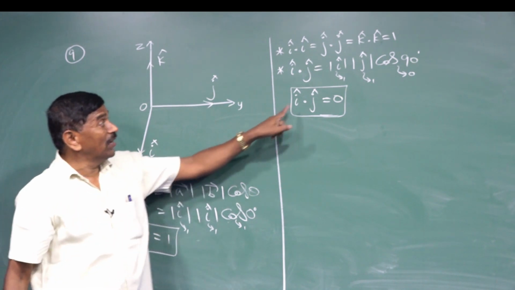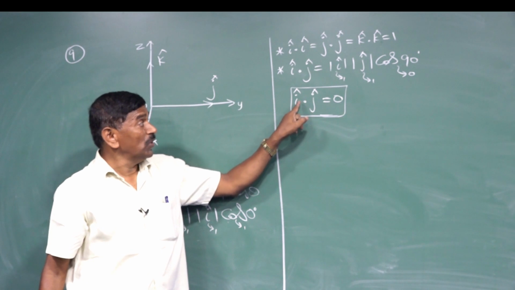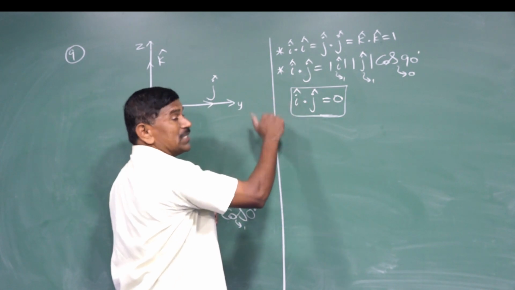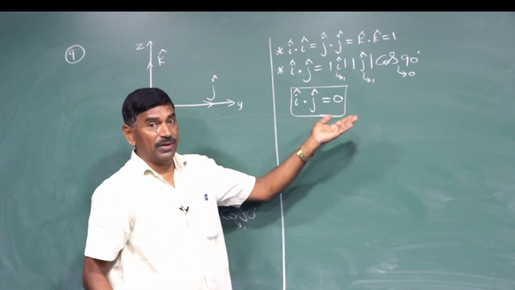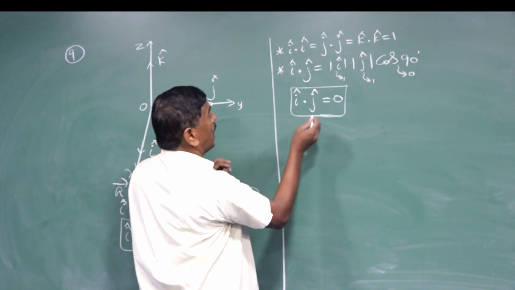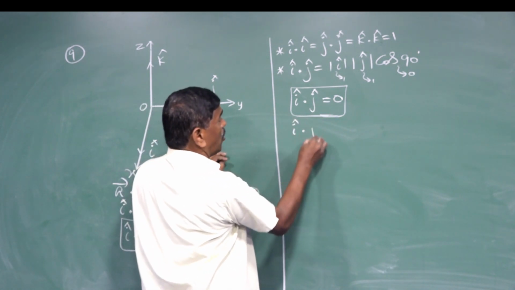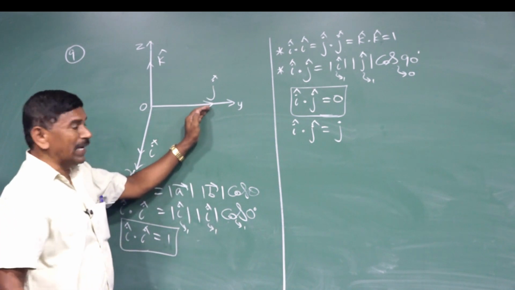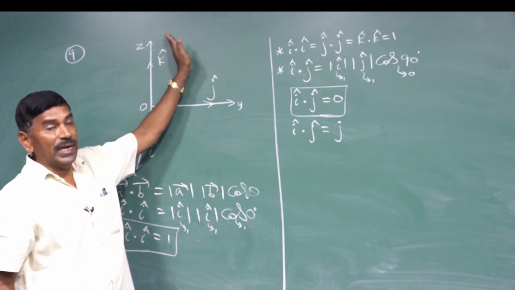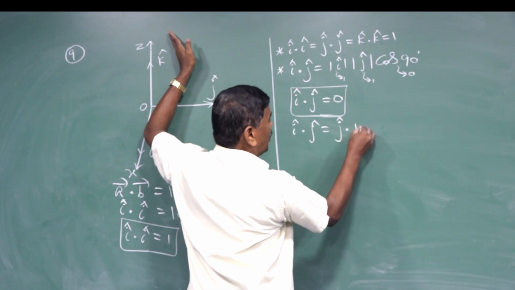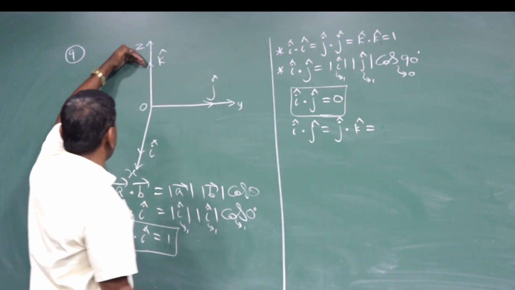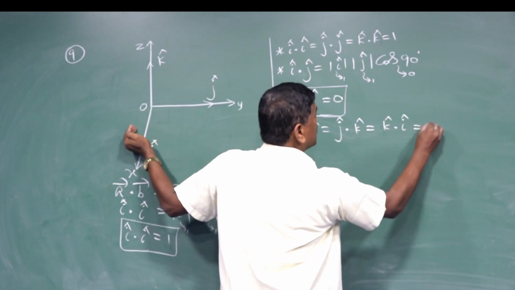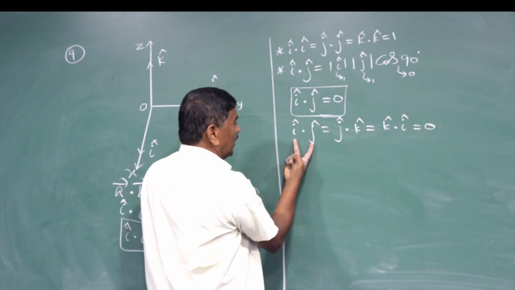And already we know that dot is commutative. i cap dot j cap equal to 0 and j cap dot i cap is equal to 0. Dot is commutative because A dot B equal to B dot A in vector algebra. Therefore, i cap dot j cap is equal to 0. Next, j cap dot k cap equal to 0. Next, k cap dot i cap is equal to 0. That's all.